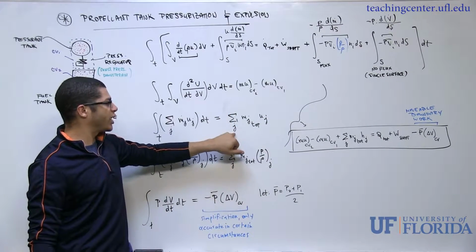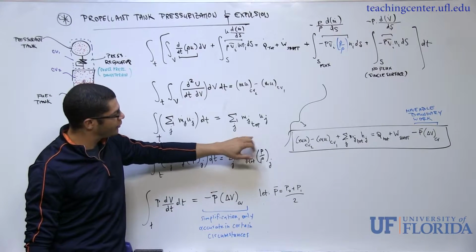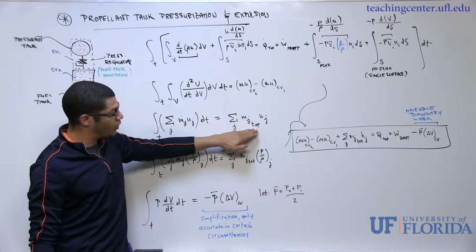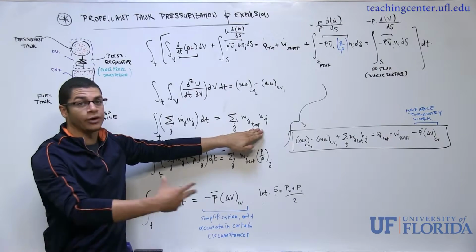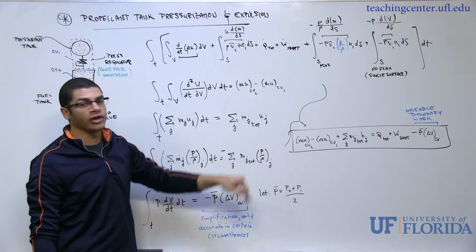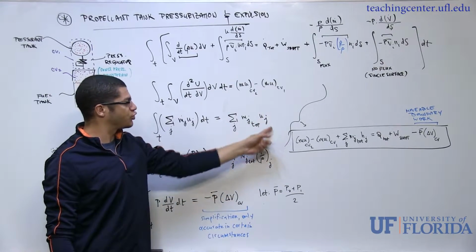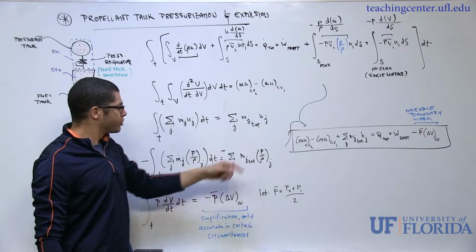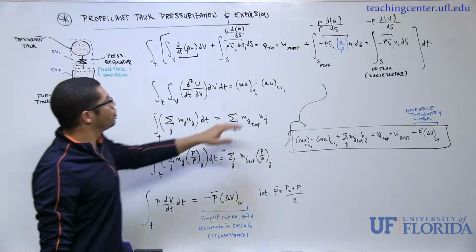So summation over j, inflows or outflows of the mass associated with that flow over the entire time of integration times the internal energy associated with that flow. So these are discrete internal energy fluxes. Now moving on to, I'm going to skip these guys.